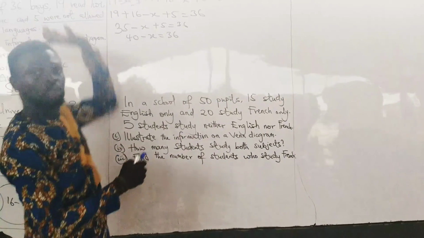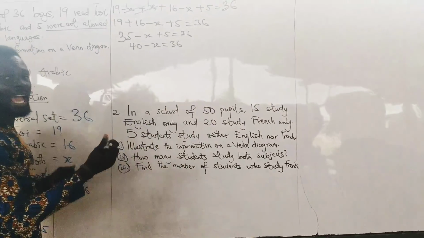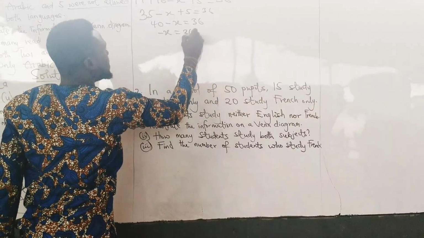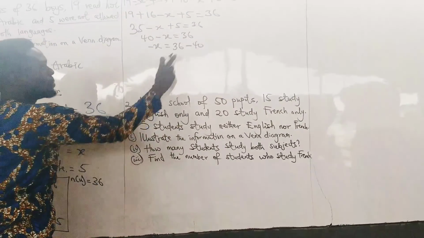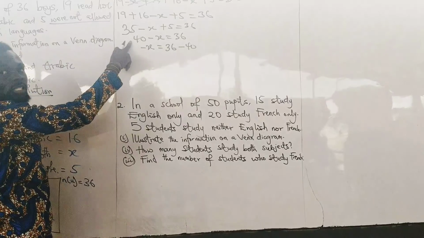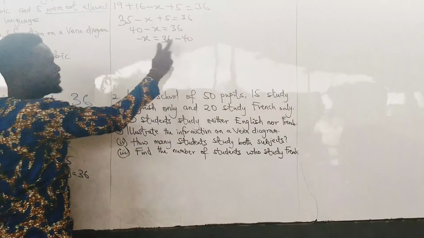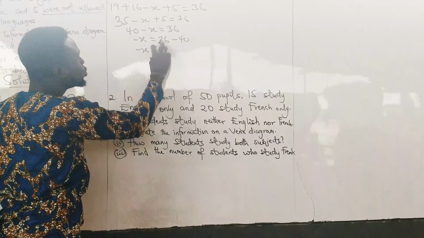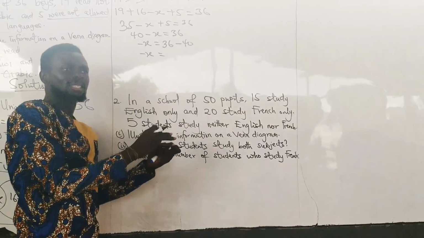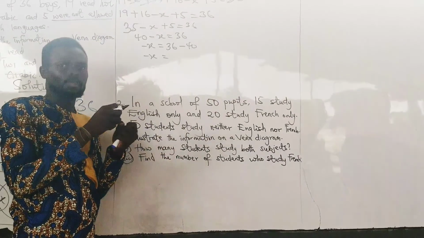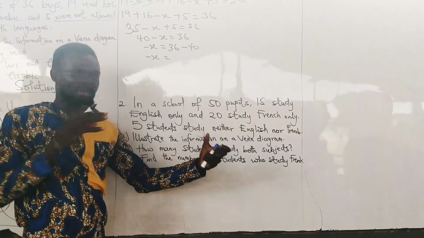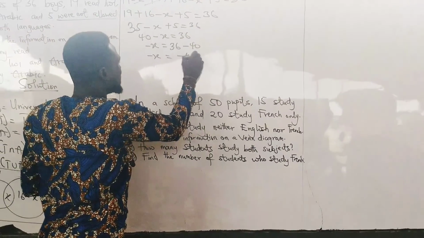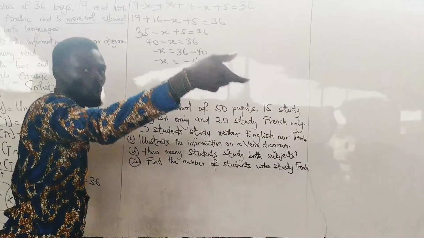Then you group like terms. Since x is negative here, the 40 will join, giving me 36 minus 40. Minus because the sign here is positive. When it crosses the equal to, it becomes negative. So I have here negative x is equal to 36 take away 40. Look at how huge 40 is, and you have to take it from 36. It's not possible. So we just exchange it and bring our answer with a negative and say negative 4 as our answer.